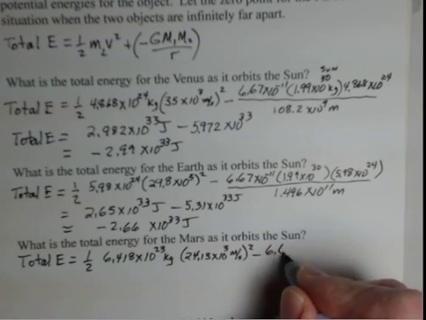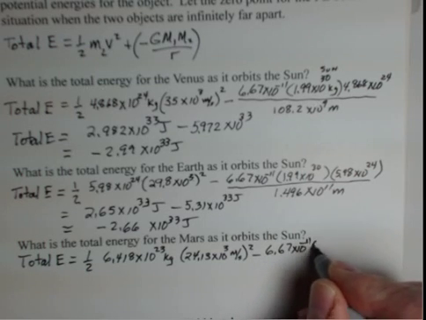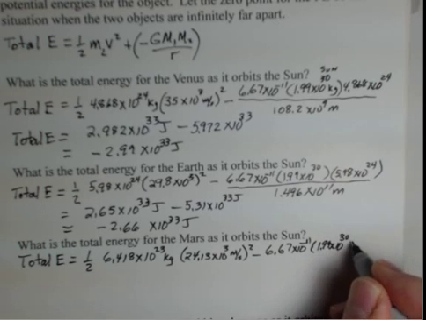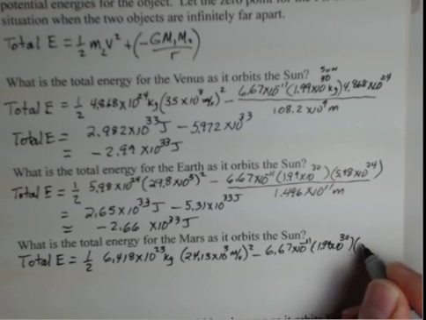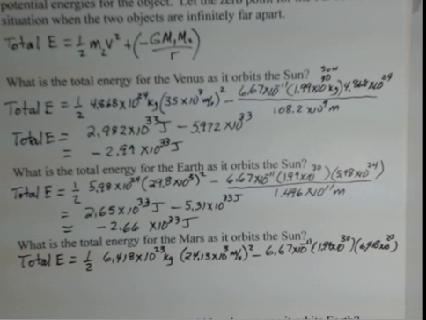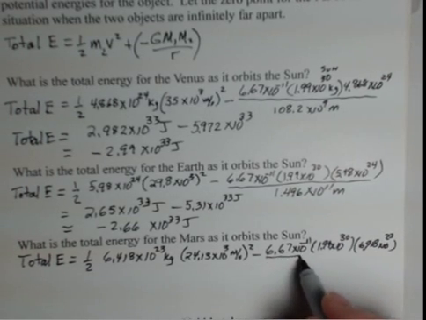And repeat these numbers for G, the mass of the Sun, and repeat the mass of Mars here. Almost running out of paper. But 6.418 times 10 to the 23rd kilograms.